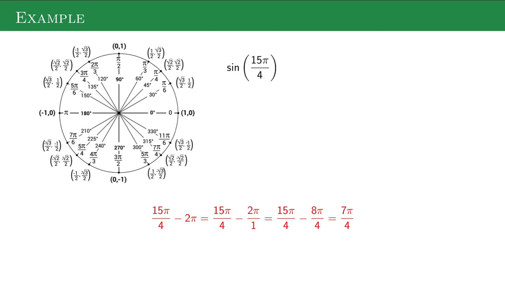So 15 pi over 4 and 7 pi over 4 actually look the exact same. So when I go to find their sines, they get the same sine, that y value there, negative square root of 2 over 2.